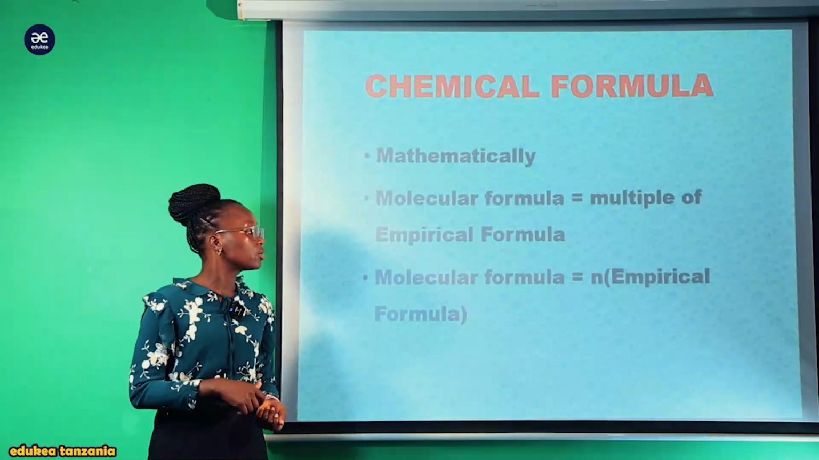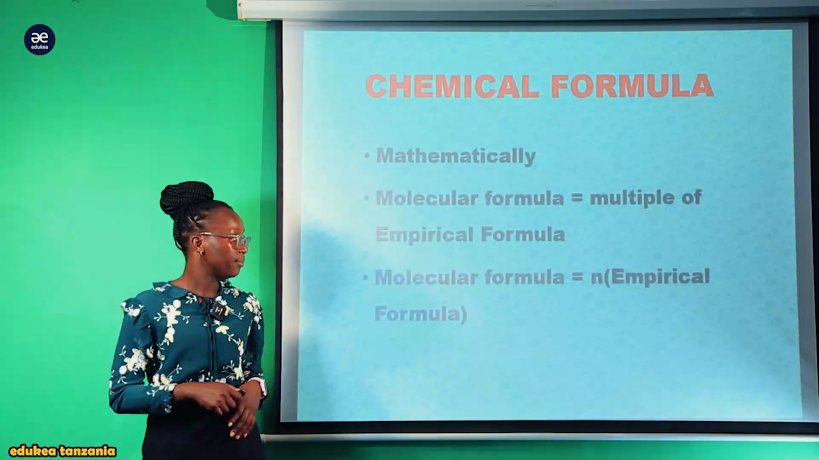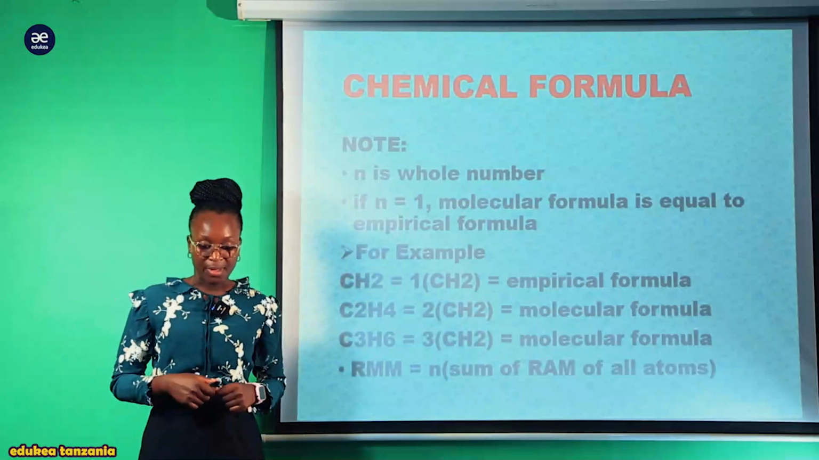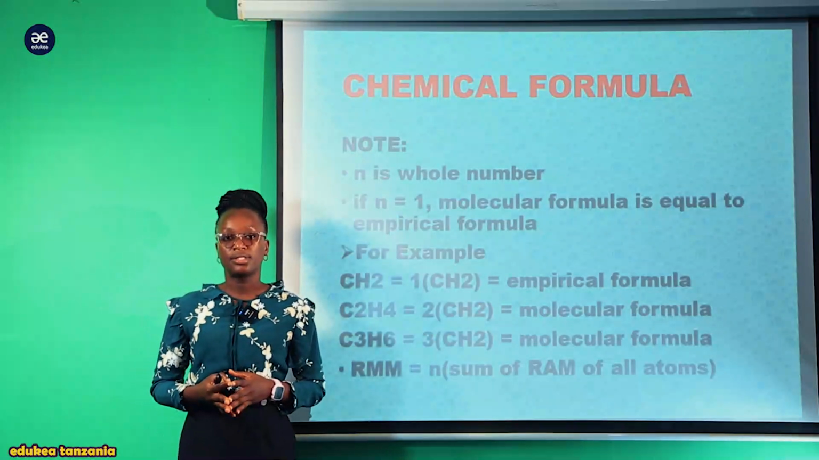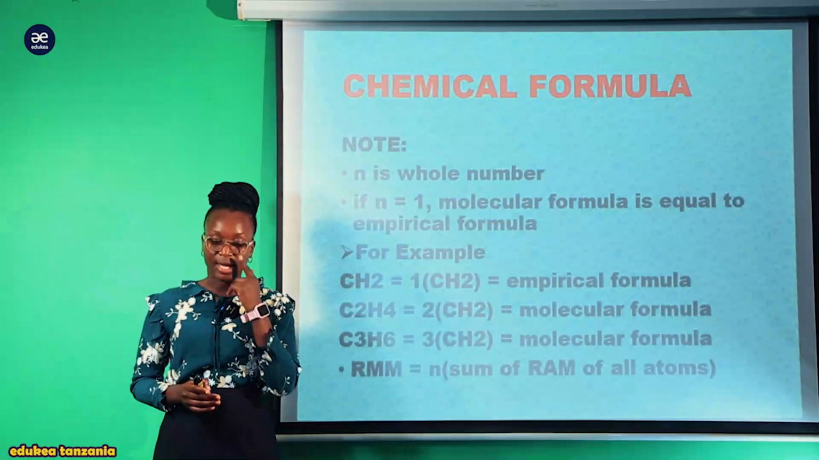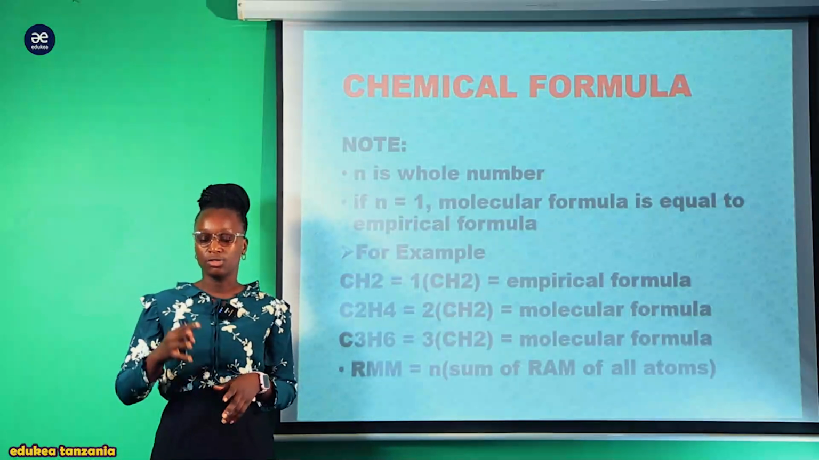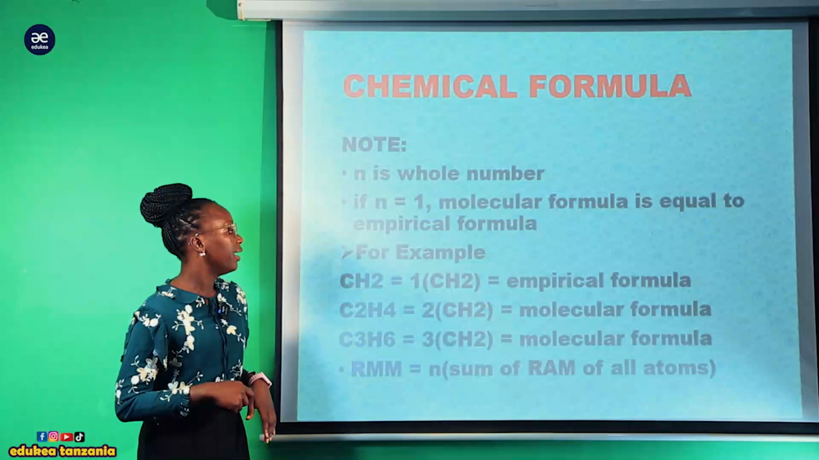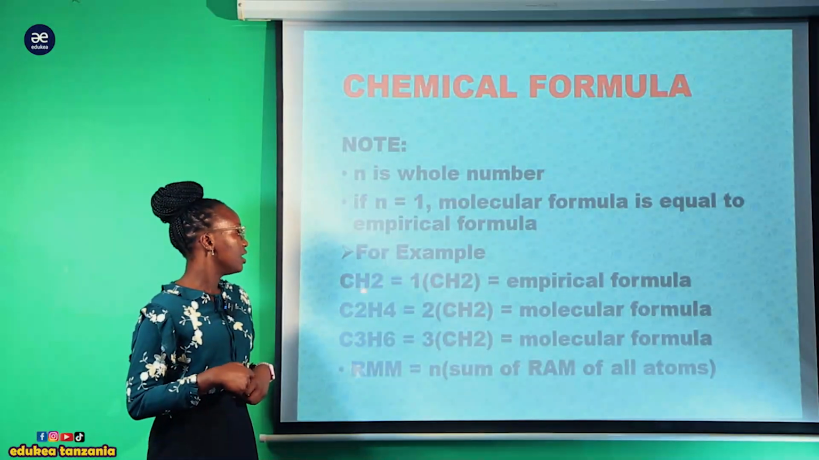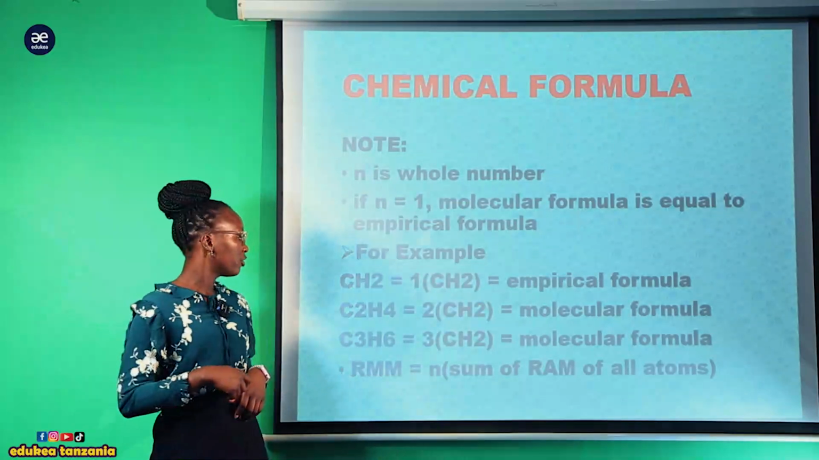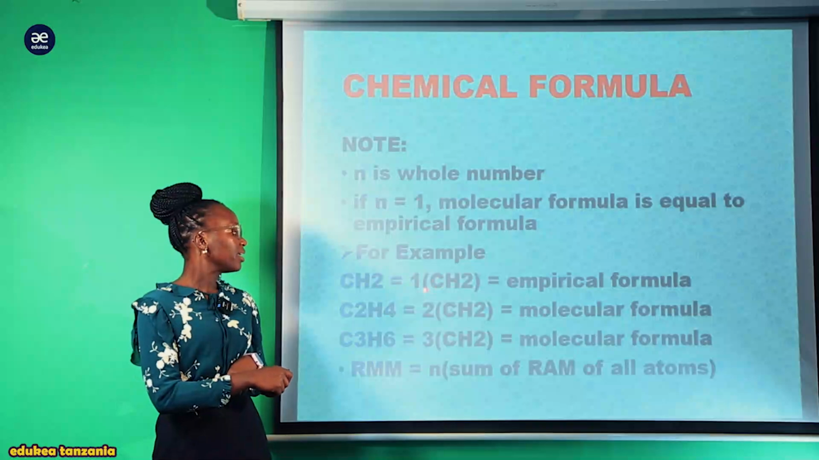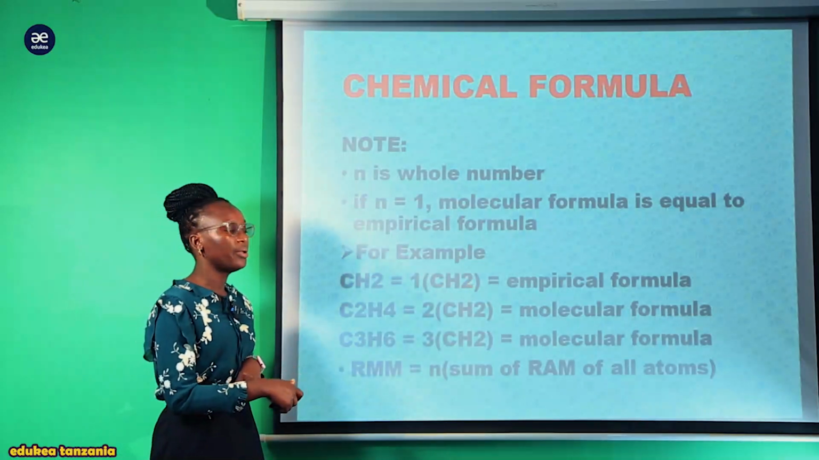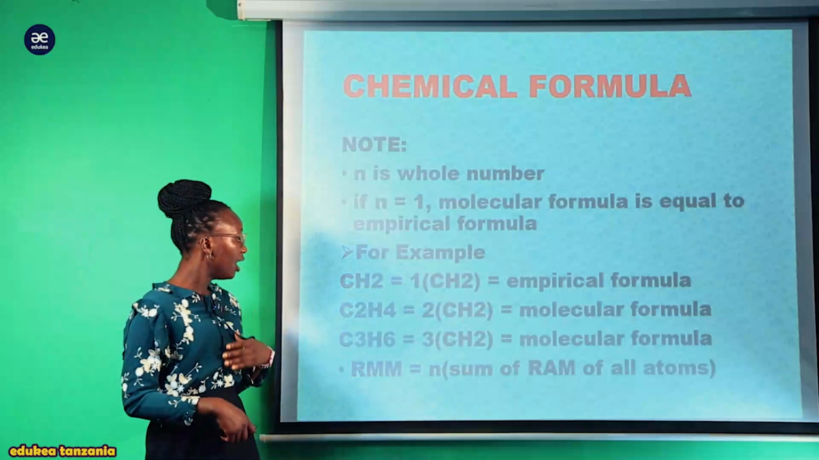Now the molecular formula is equal to n bracket empirical formula. Note that the n is the whole number. It means inatakiwa ni whole number. It can be 1, 2, 3 and so forth. If n is equal to 1, it means that the empirical formula is equal to the molecular formula. Kama unavyoona hapa CH2, ina maana hapa nikiingizia 1 hapa, carbon itaendelea kubaki 1, hydrogen itaendelea kubaki 2.